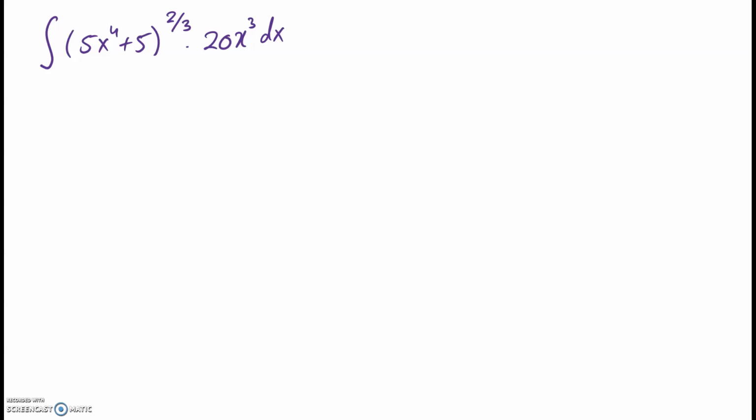Alright, so now we have this question, and again we will first try to figure out if we can apply direct integration or not. So here, really complex question, we cannot apply integration directly. We will use the U-substitution method. Here we are going to use u as 5x to the power of 4 plus 5.